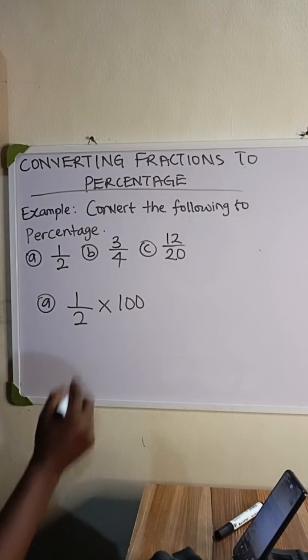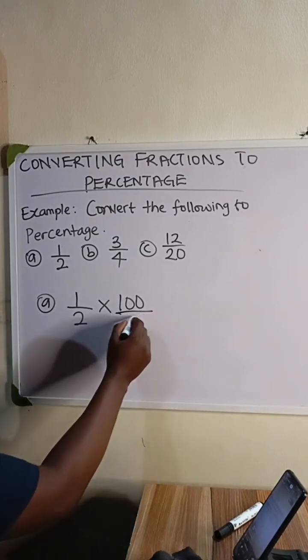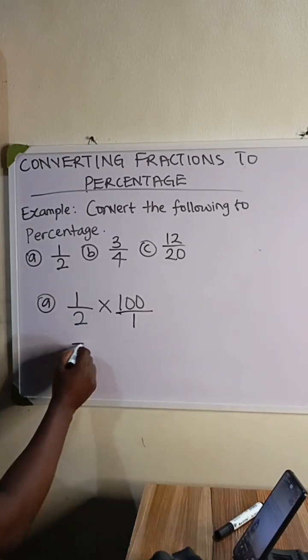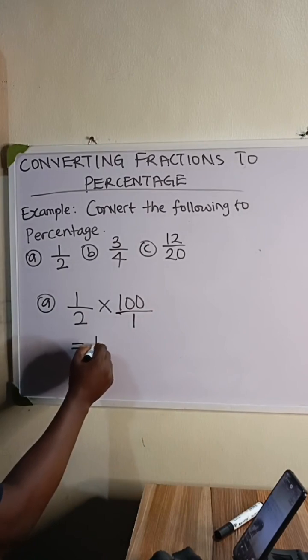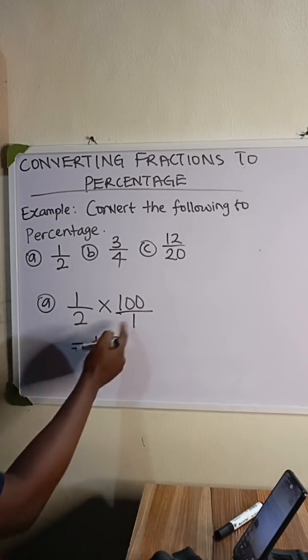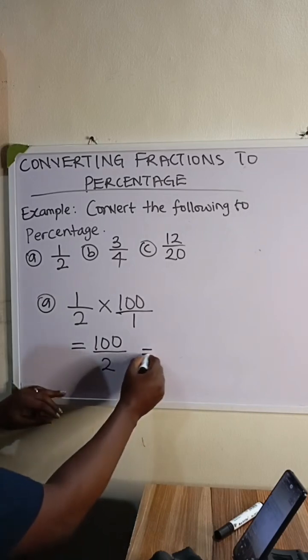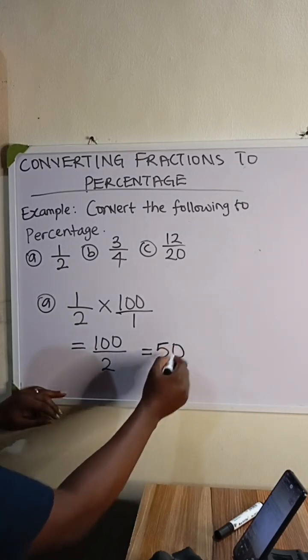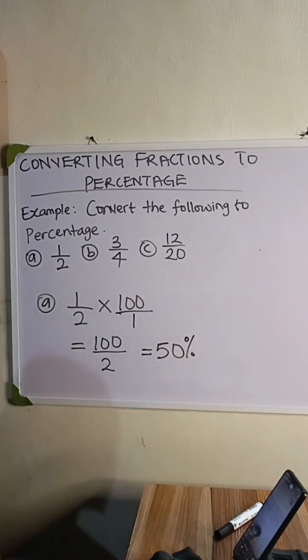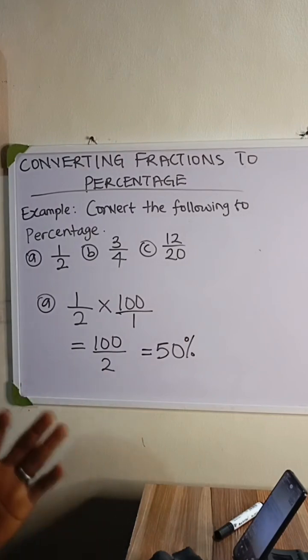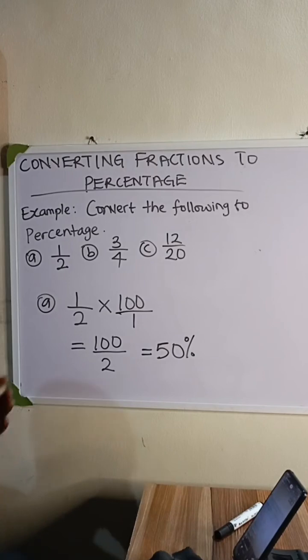So remember, 100 has an invisible denominator of 1. So this will give us 1 times 100 is 100, 2 times 1 is 2. So 100 divided by 2 is going to give us 50. So we can call it 50%. Correct. So this is a simple way of converting a fraction to a percentage. Let's look at the next one.